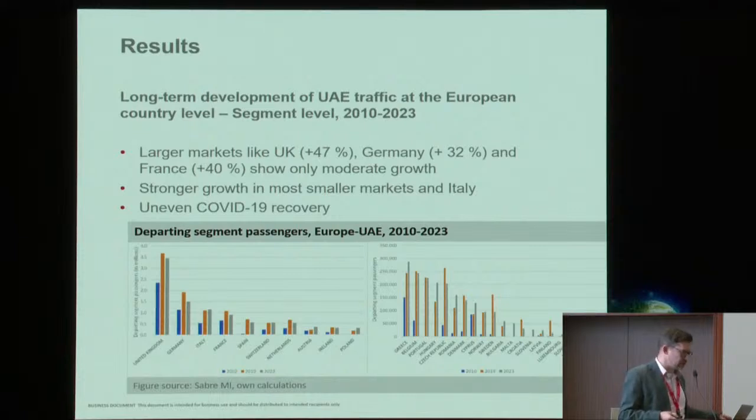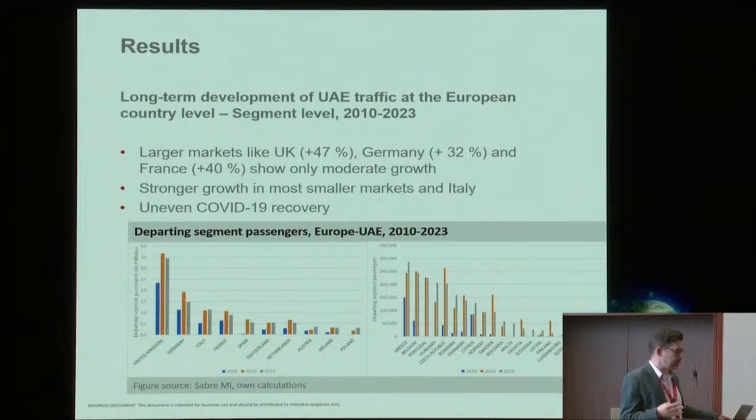Then we look at the European country level, and here we look at segment passengers again. At first, it also looks impressive here, like UK 47%, Germany 32% growth in the last 13 years. But compared to the smaller markets, this growth is relatively little. So we have smaller markets with much higher growth regarding segment passengers to the UAE, especially most smaller countries and Italy.